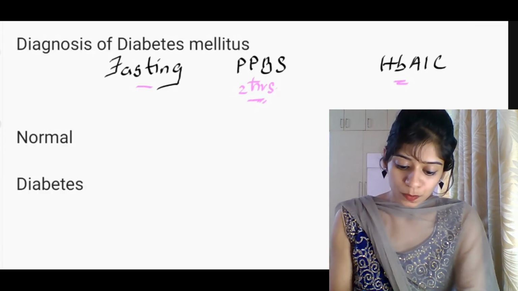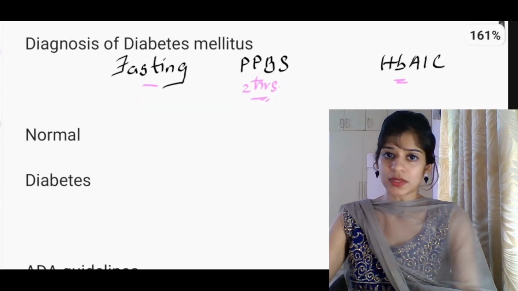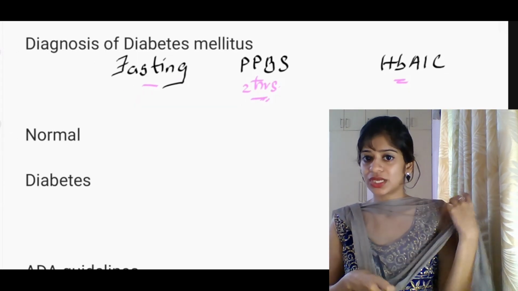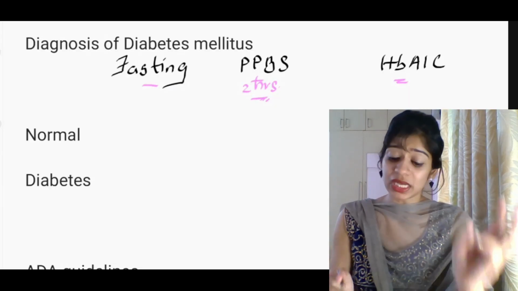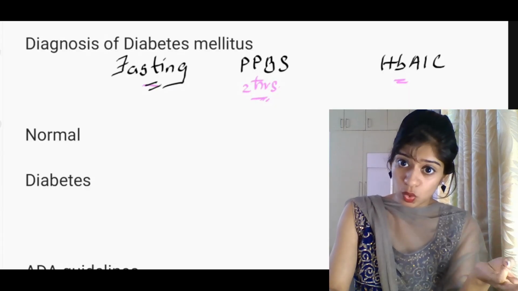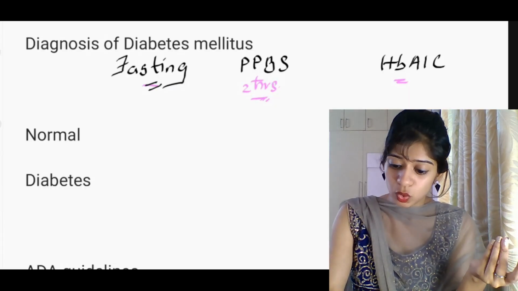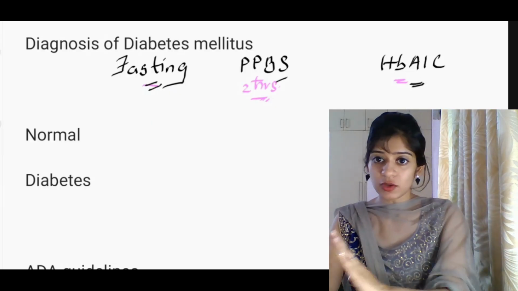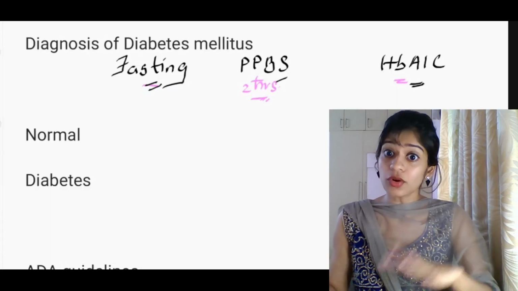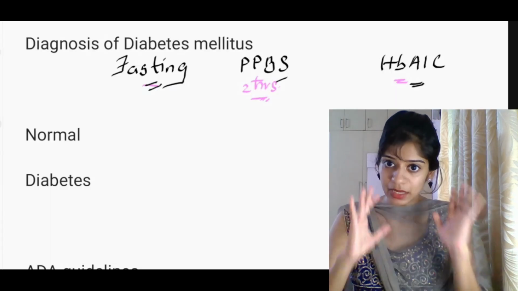Alright, so see, when we talk about diagnosing diabetes mellitus, you will have to know what the normal values are in a fasting blood glucose, postprandial blood glucose and HbA1c. In a normal person, what are these values? First, you should know that. Then we'll talk about how these values change in a diabetic patient.